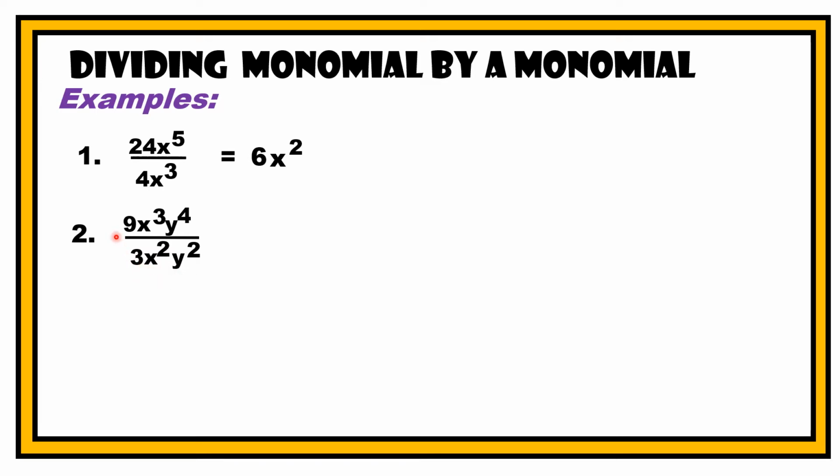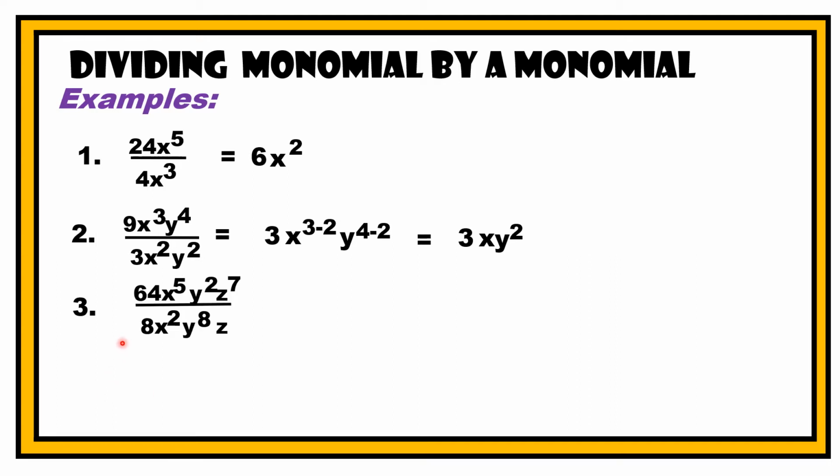Number 2. 9x cubed y raised to the fourth power divided by 3x squared y squared. So divide muna natin yung numerical coefficient, then apply natin yung law of exponent. 9 divided by 3, so we have 3. Then x raised to 3 minus 2, then y raised to 4 minus 2. So we now have 3, x raised to 3 minus 2 is equal to x, then y raised to 4 minus 2 is equal to y squared. So the final answer is 3xy squared.